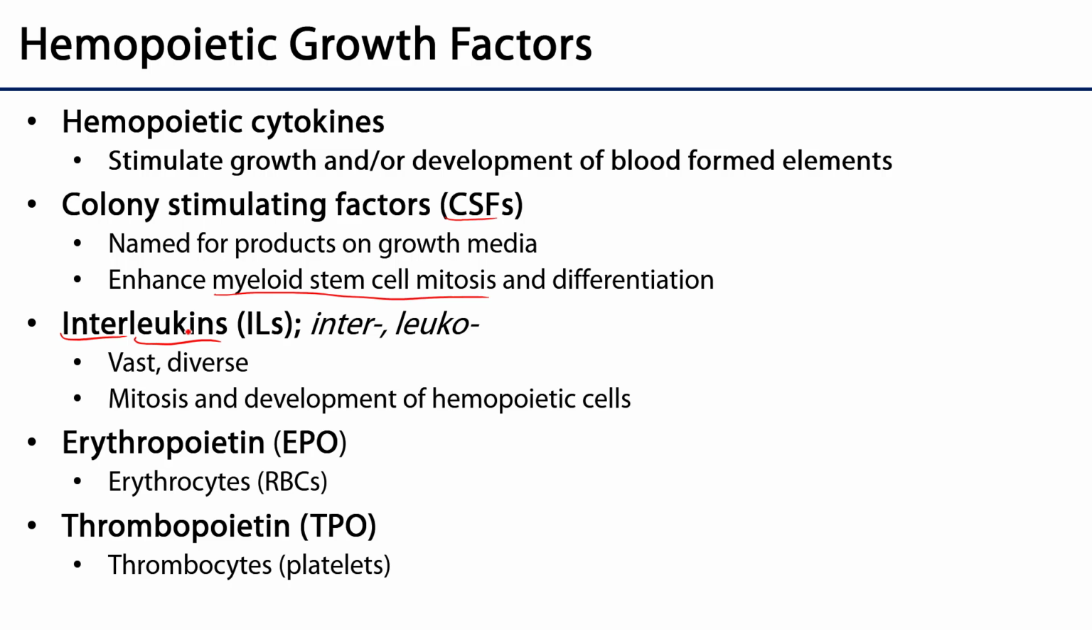And then two that we will specifically discuss in subsequent videos are erythropoietin, EPO for short, and thrombopoietin, or TPO for short. Erythropoietin is secreted in response to hypoxia or low levels of oxygen, and it enhances mitosis and development of erythrocytes, whereas thrombopoietin is secreted in response to cellular damage, and this is going to recruit larger numbers of thrombocytes or platelets from megakaryoblasts.